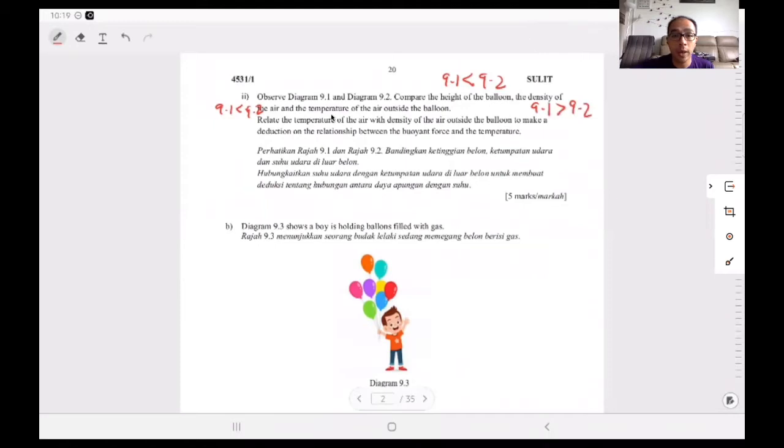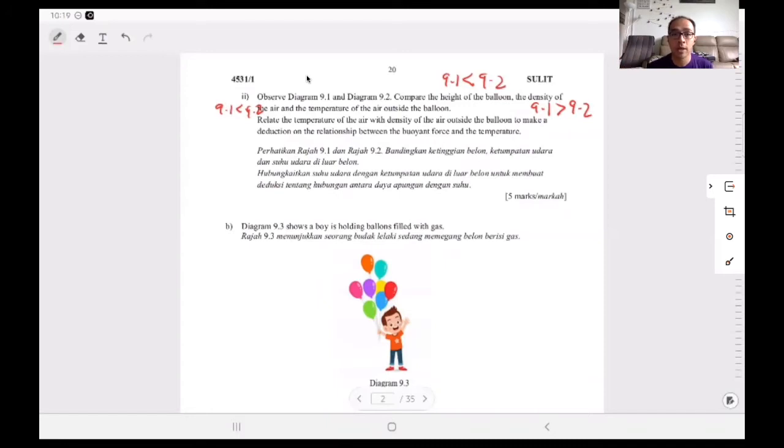In the question, when the balloon is released, 9.1 is afternoon, 9.2 is early in the morning. So 9.1 is afternoon. The temperature is higher because it's released in the afternoon, and in 9.2 the temperature is lower because it's released in the morning.